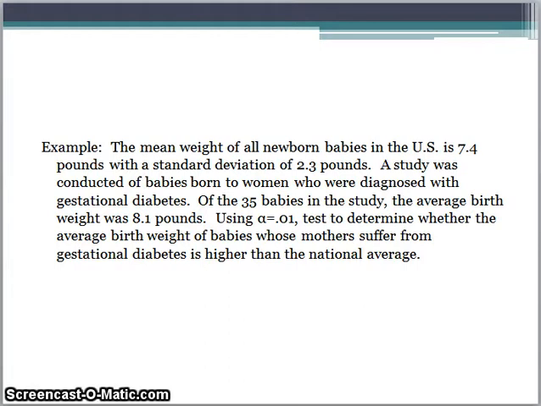So suppose that the mean weight of all newborn babies in the U.S. is 7.4 pounds with a standard deviation of 2.3 pounds, and that would be the population. A study was conducted of babies born to women who were diagnosed with gestational diabetes, which tends to increase the weight of the babies. So of the 35 babies in the study, the average birth weight was 8.1 pounds, and they want us to use alpha equals 0.01 to determine whether the average birth weight of all babies whose mothers suffer from gestational diabetes is higher than the national average.